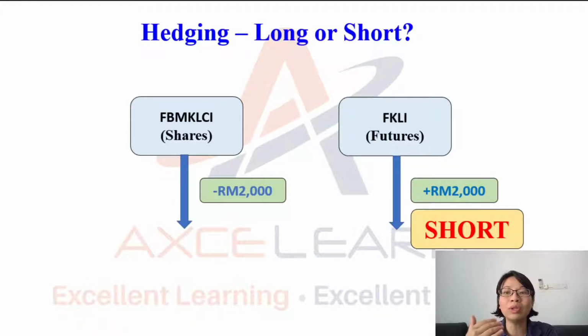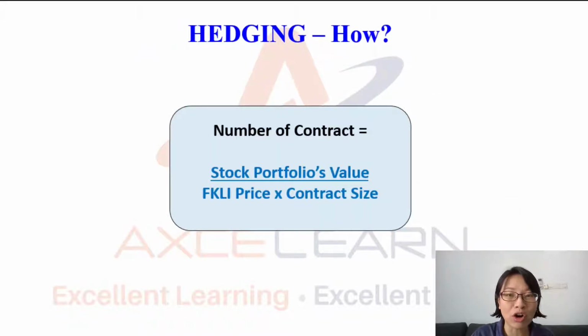And later, when you want to buy back the stocks, you might not be able to buy back as well. So that's the reason why you need to hedge with futures. But if your stock portfolio is very small, the answer to how many contracts you need to hedge, or how many contracts you need to short, is by looking at this formula.